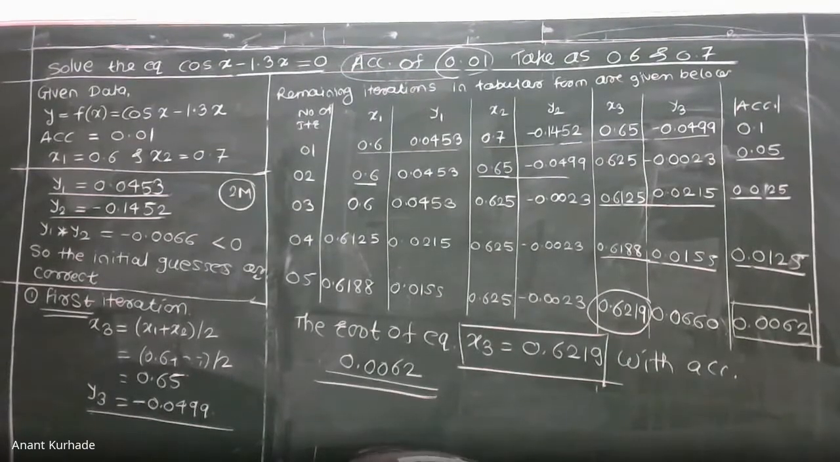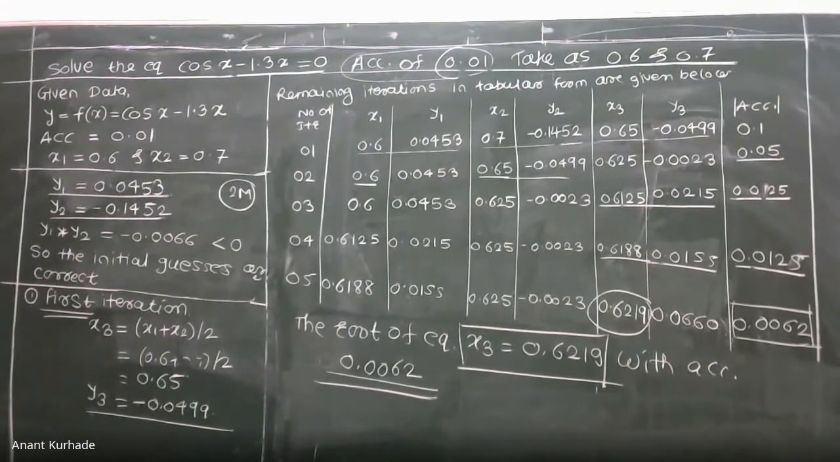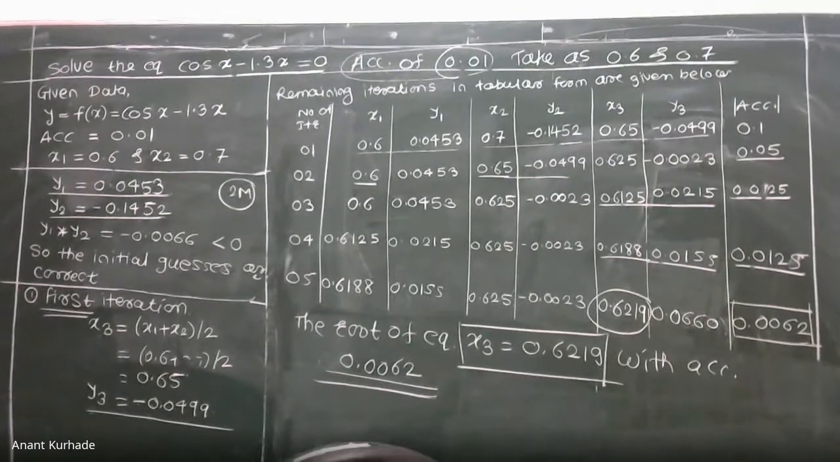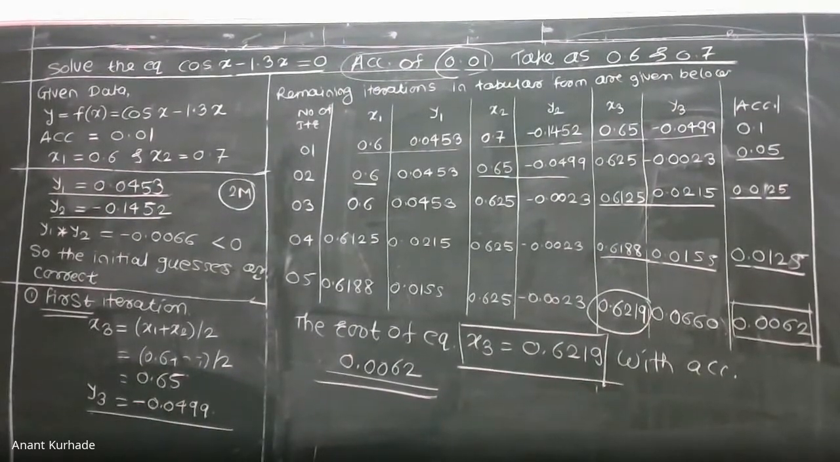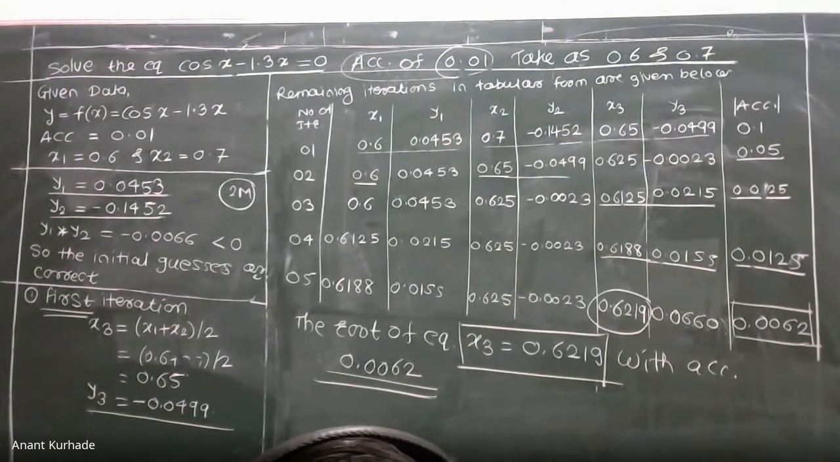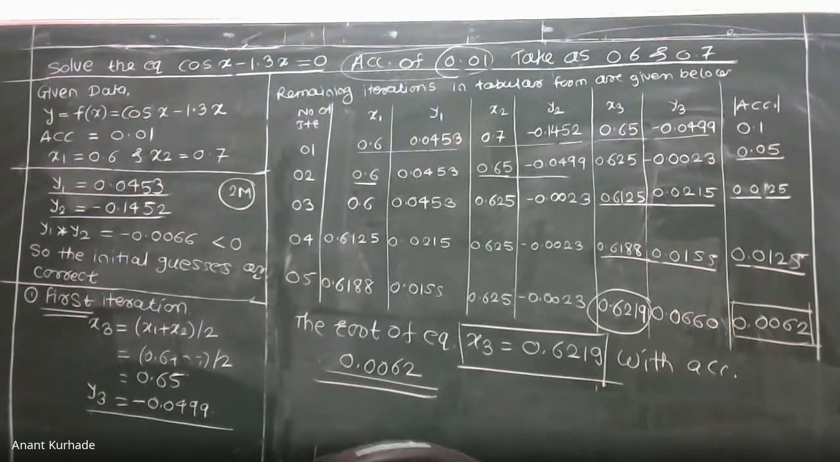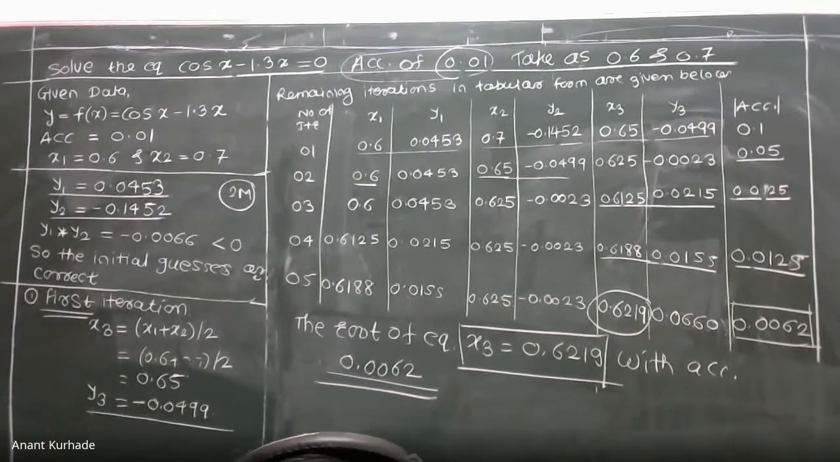Just remember, x3 is equal to x1 plus x2 divided by 2, and the convergence condition is y1 into y2 should be less than 0. Then show one iteration in detail, and the remaining iterations are in table form. While writing values in tabular form, just replace plus with plus and minus with minus. Now see this problem, it is accuracy based. If accuracy is not given, then you have to perform 1, 2, 3, 4, 5, 6 iterations.